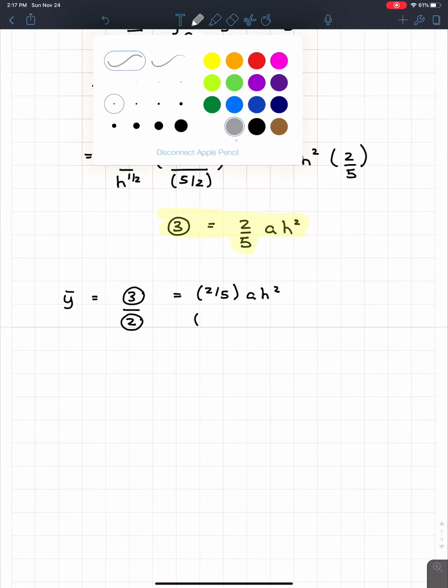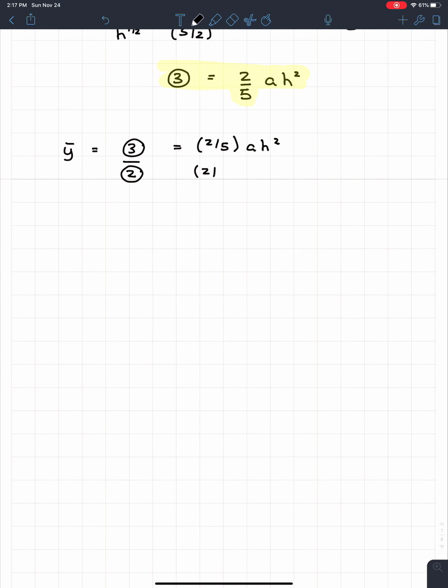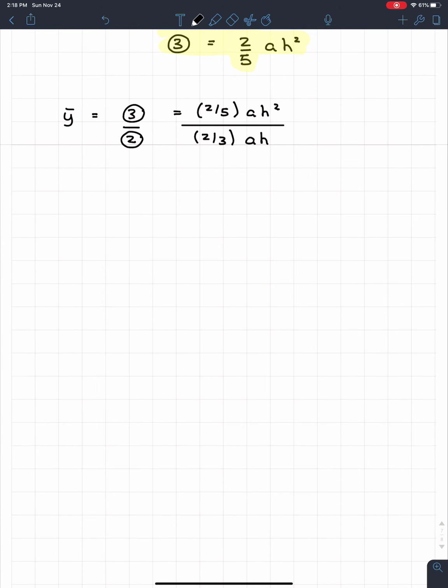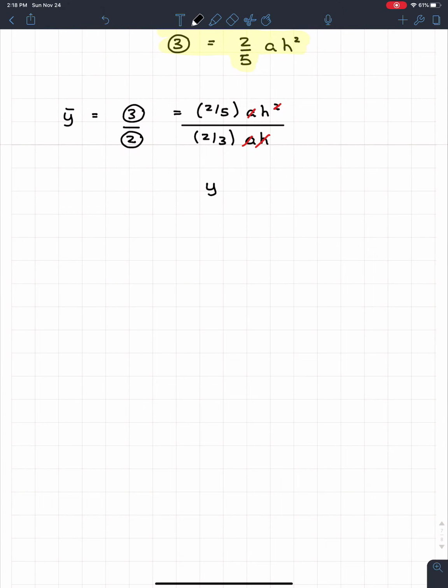So we know that 2, I'm going to go back up here, 2 is equal to 2/3 A times H. I have 2/3 A times H. Divide both of those together. So now we can start canceling stuff like this. So I'm going to pull out the red marker. Well, we got A at the top, A at the bottom. Those will cancel. We got H squared at the top, H at the bottom. So the square is going to cancel with the H. And then we just have to find out what those two constant numbers are equal to. And in the end, what you guys will find out is that y bar is going to be equal to 3 over 5 times H. And this is our answer.